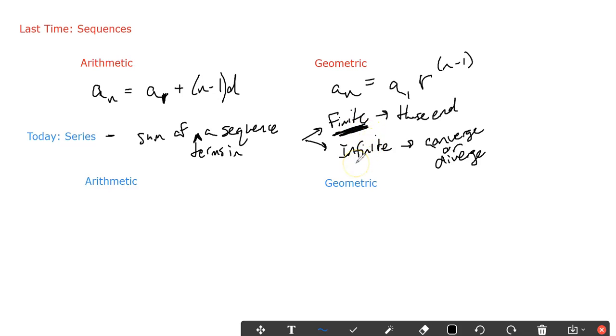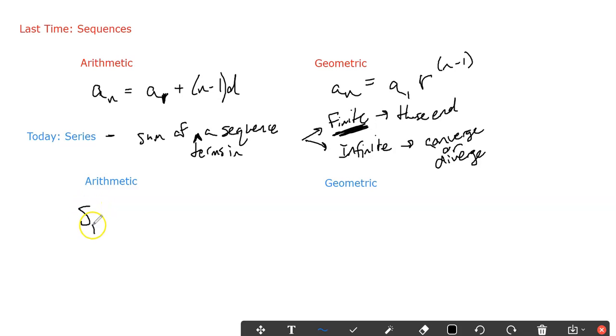So I'm going to give you the formulas for these series, but do know that we're going to be dealing with this idea of a summation. If you guys don't remember that, I'll get to that in a little bit. But here are the formulas for arithmetic and geometric series.